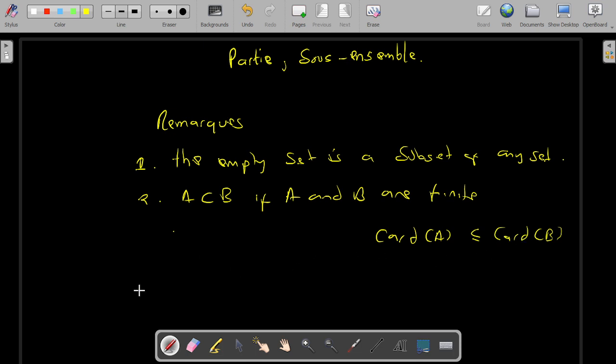And then whenever we have 3 sets, let's say A, B, and C. If A is a subset of B and B is a subset of C, well, this is going to mean that A is also a subset of what? A is also a subset of C.